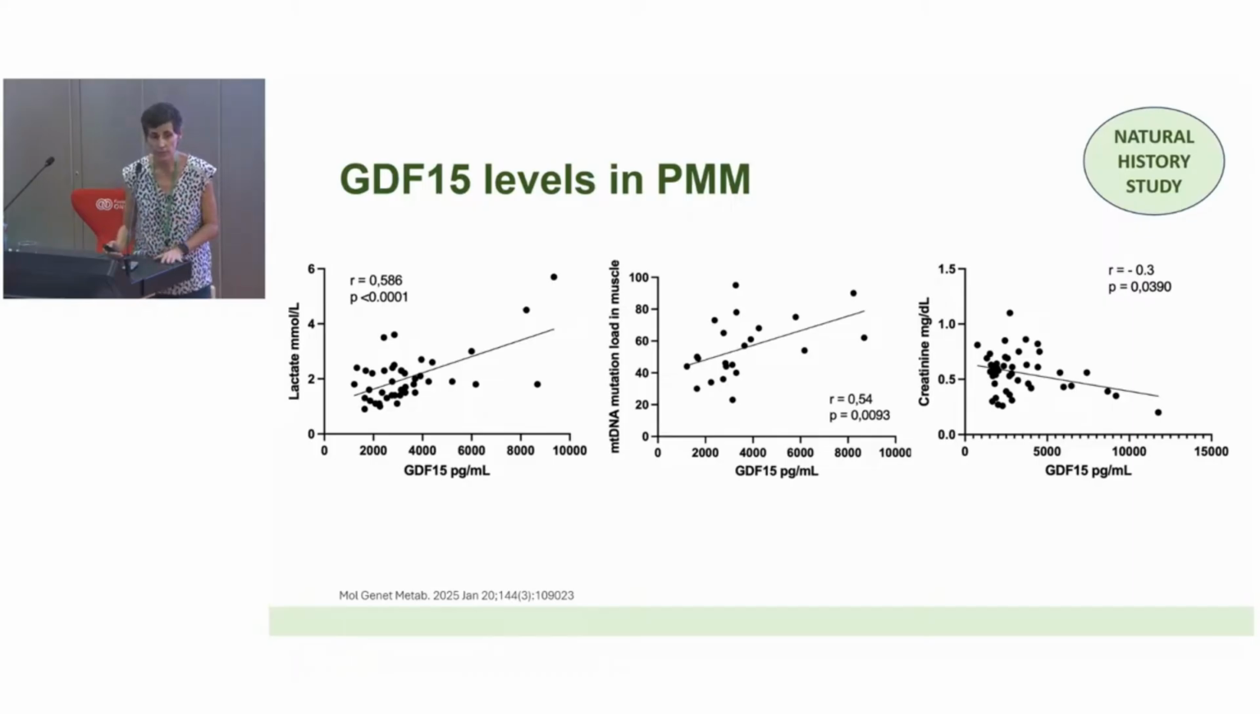But more interestingly, these GDF15 levels in this cohort correlated strongly and significantly with lactate levels, which is a biomarker of OXPHOS function, and it also correlated with the heteroplasmy levels in the muscle. So it suggests that the higher the OXPHOS dysfunction, the higher the GDF15 levels. And in fact, I told you before that creatinine correlates very well with the motor performance. Well, here GDF15 also correlates very well with creatinine levels. All of this suggests that GDF15 can be used also to predict the severity of the disease and to monitor the disease progression.